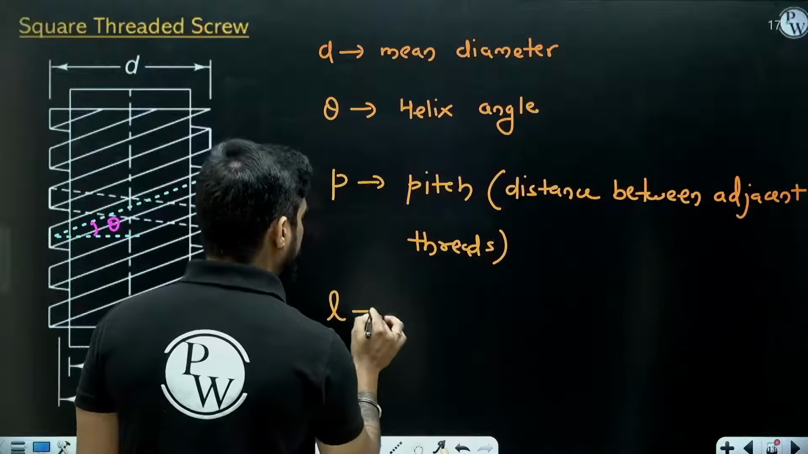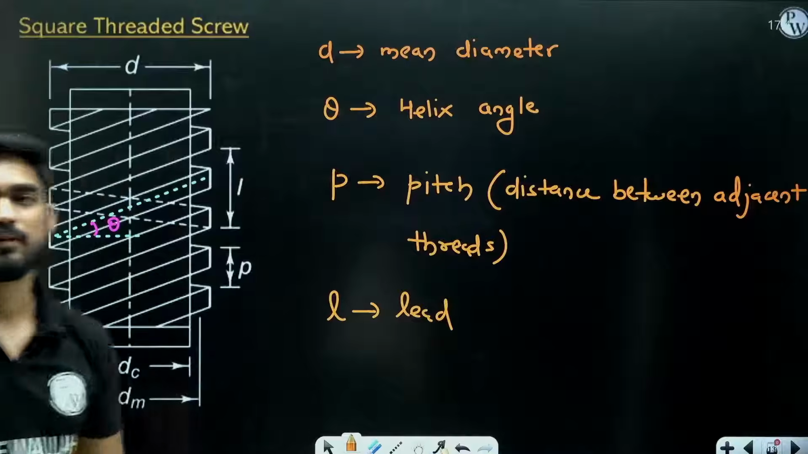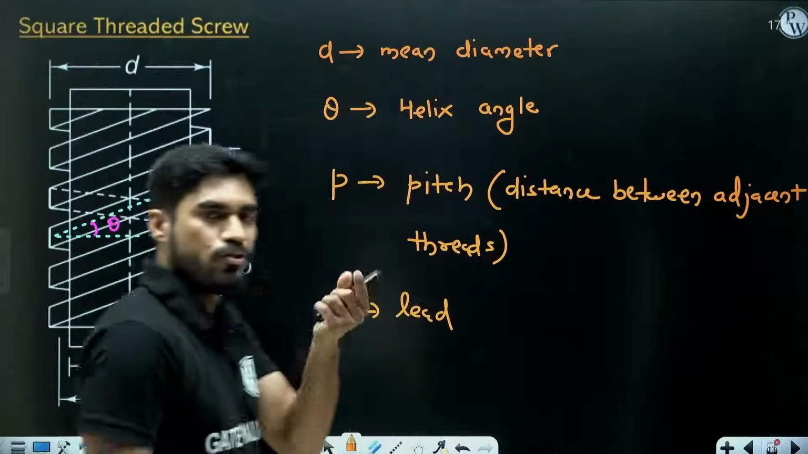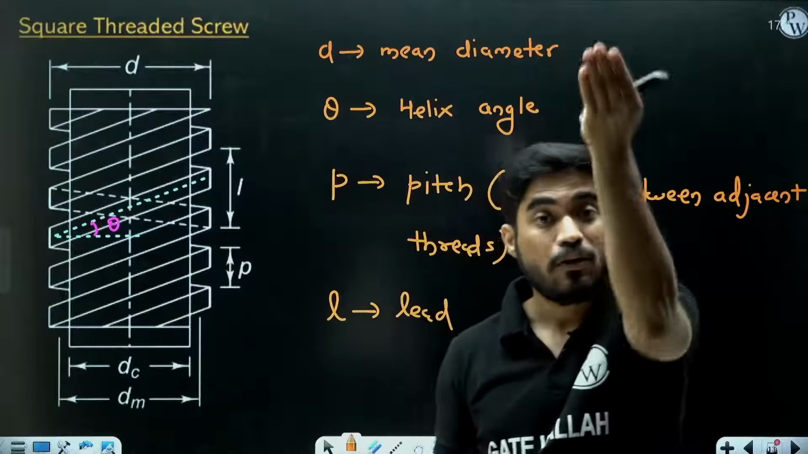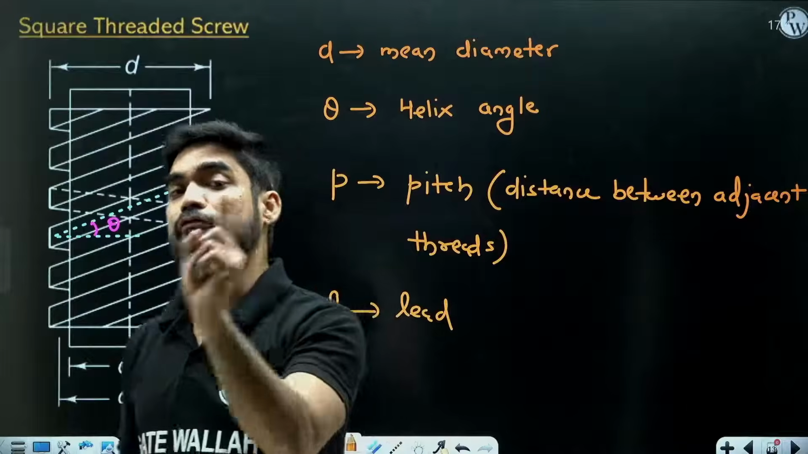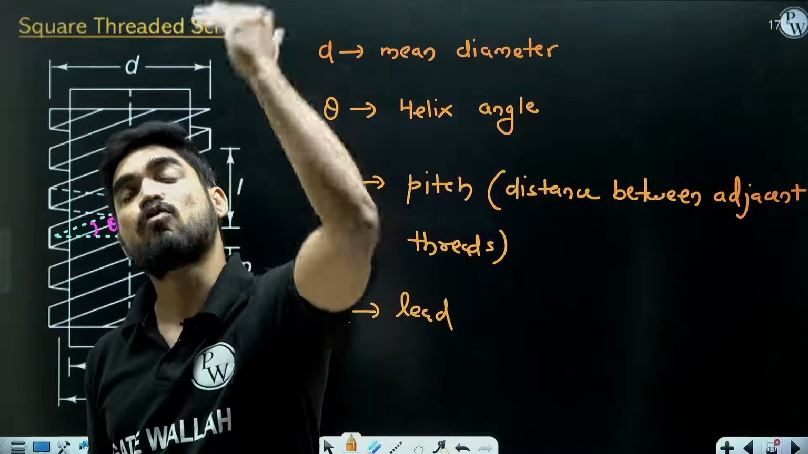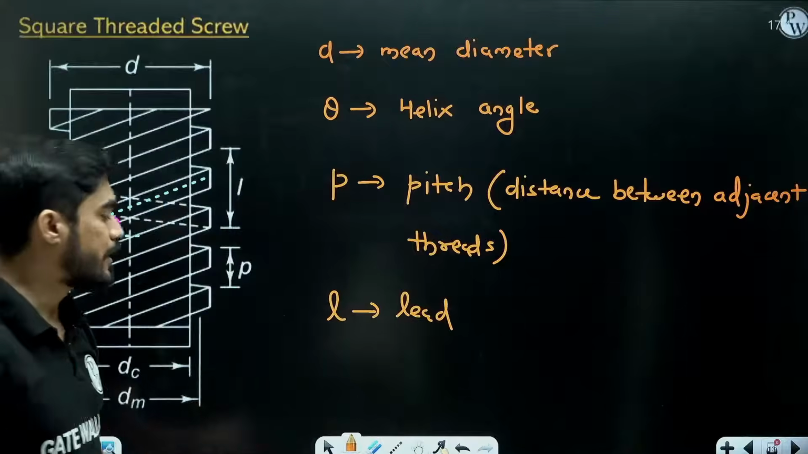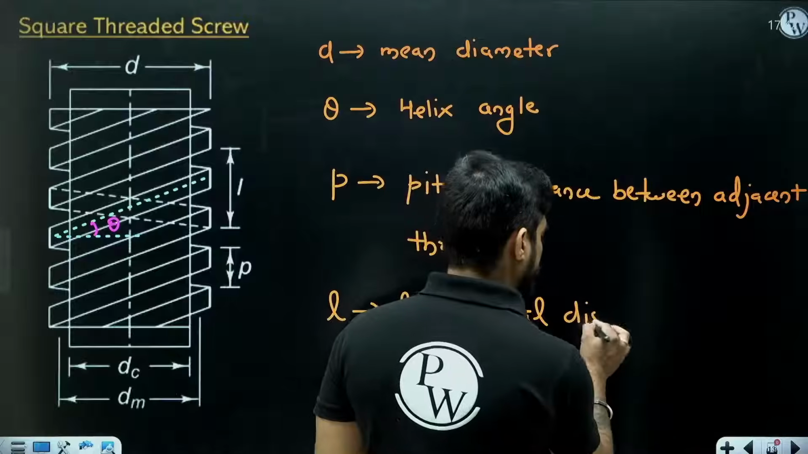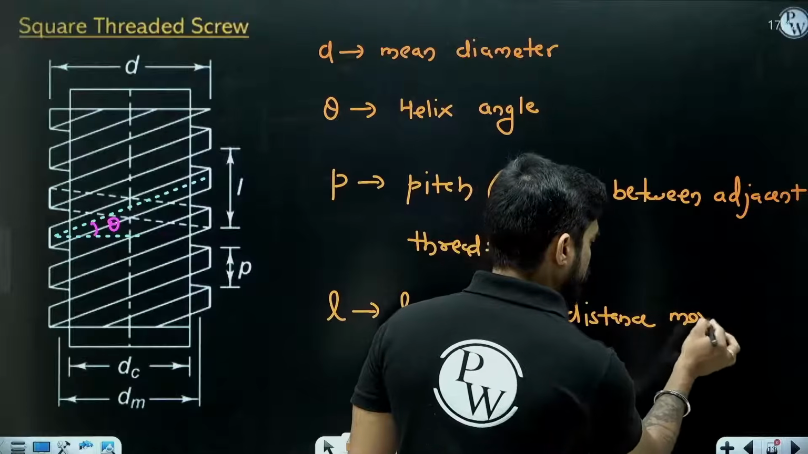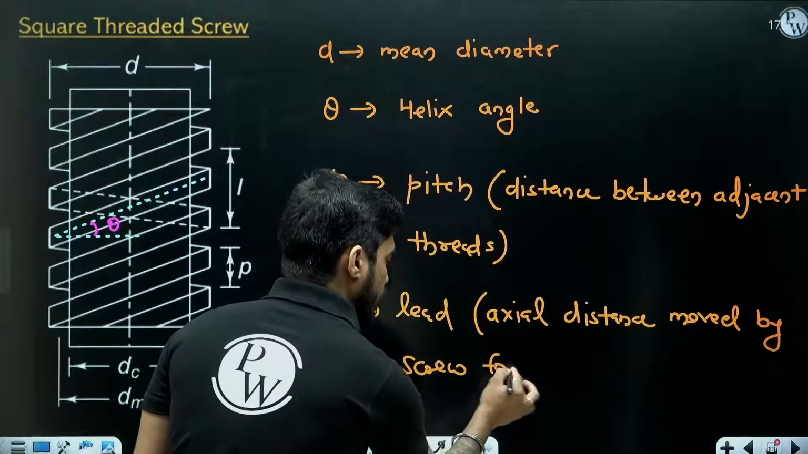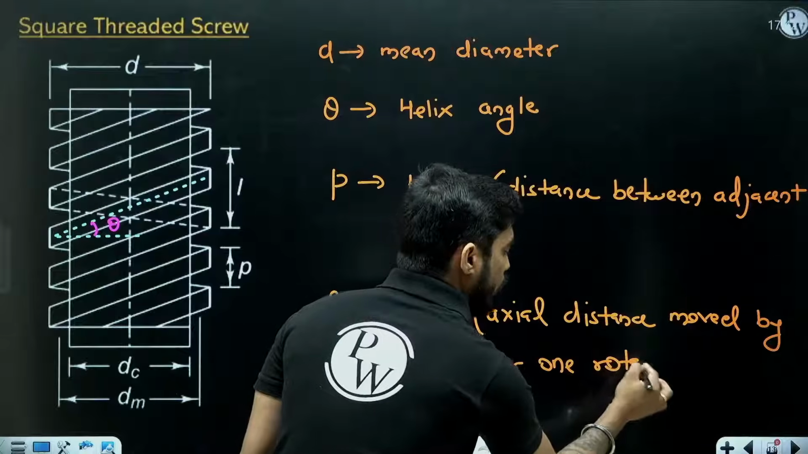And then there is lead. Now what do we mean by lead? When you rotate the screw, it is going to move up or down, meaning in the axial direction. If you rotate the screw one time, how much is it going to move upward or downward? That is known as lead. So what is lead? Axial distance moved by the screw for one rotation.